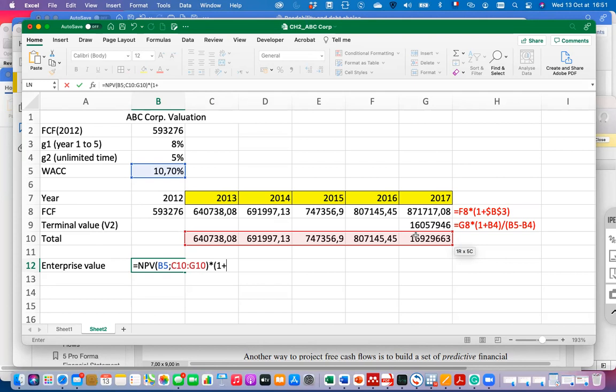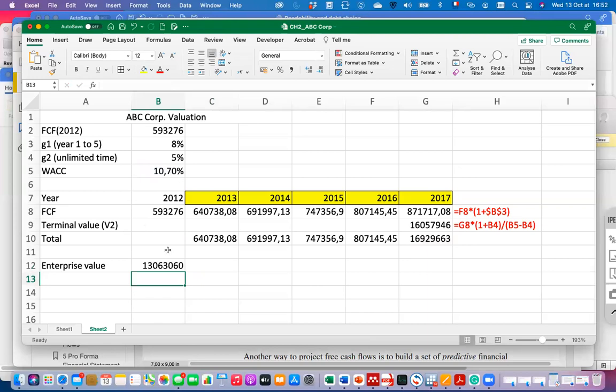So times 1 plus B5, which is the discount rate, yes, then power 0.5. That's it.